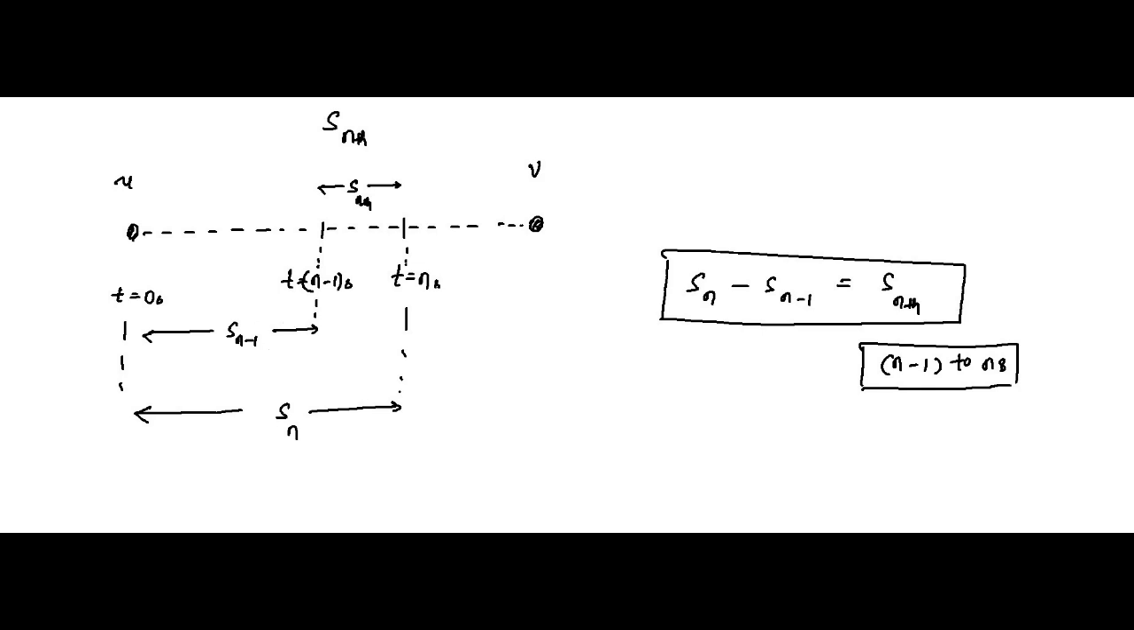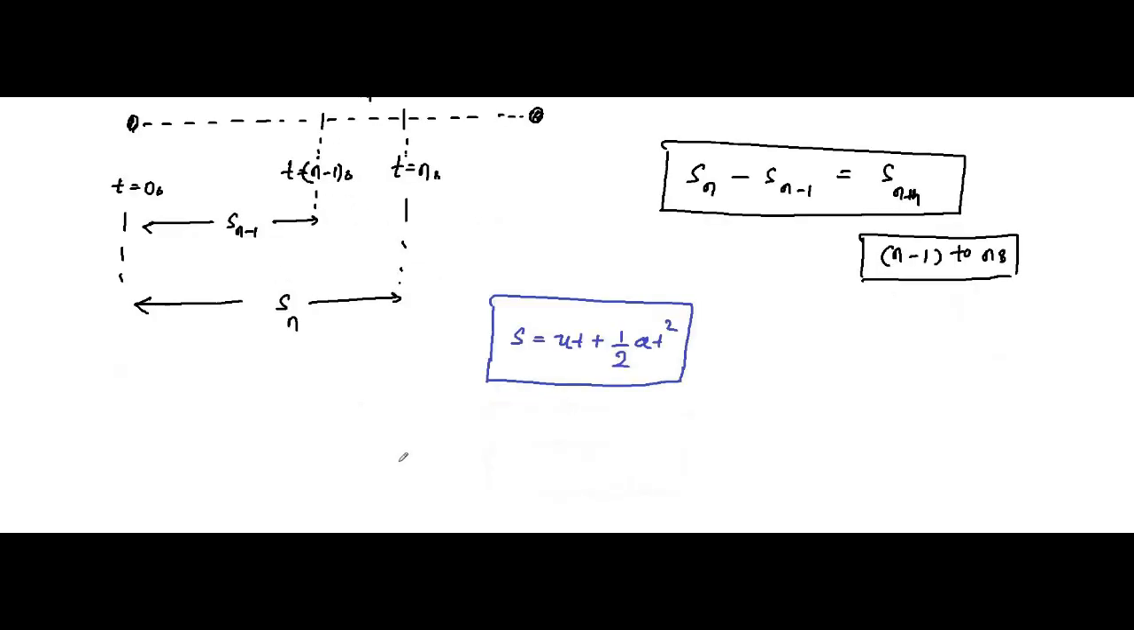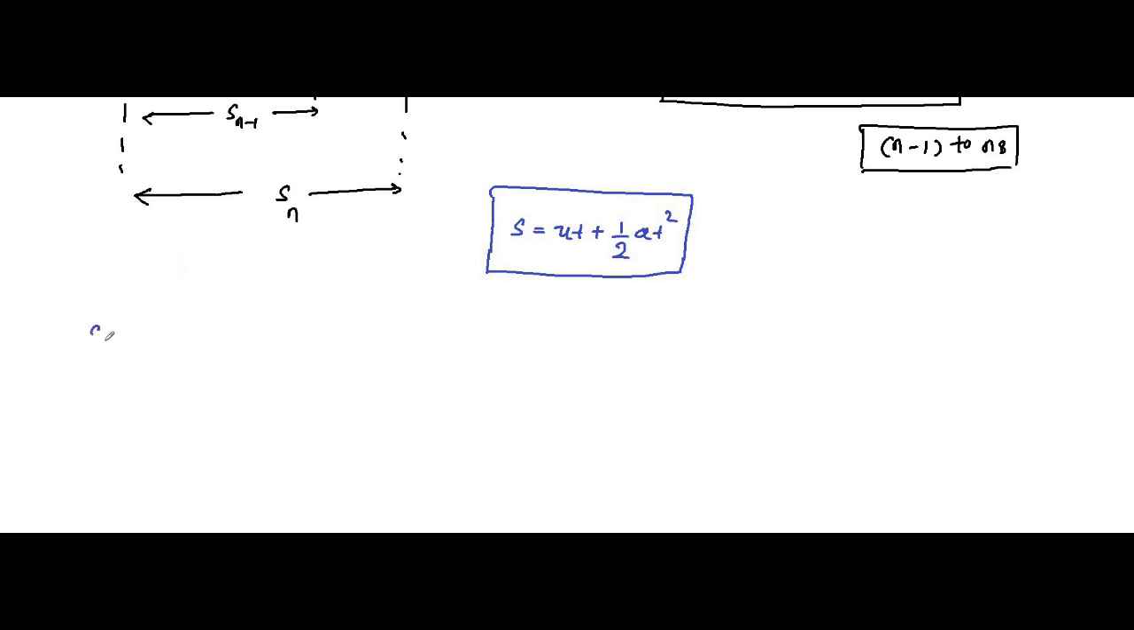So here we'll be using the second standard equation of motion, which is S equals ut plus half at square. First we have to determine Sn. Simply we substitute t with n, displacement during n seconds. So it is un plus half an square. This is the displacement during n seconds.